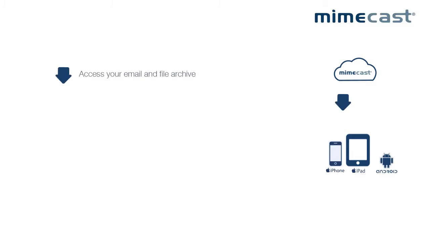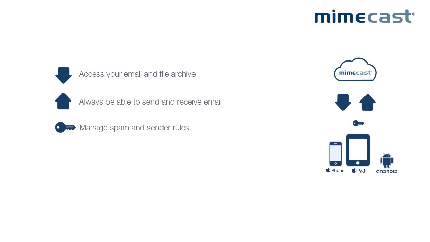Mimecast Mobile is an application for your iPhone, iPad and Android device that enables you to access your email and file archive, even if emails have been deleted off the server, to send and receive emails even during a server outage, and to manage your spam and mailbox rules.